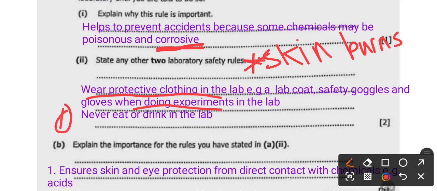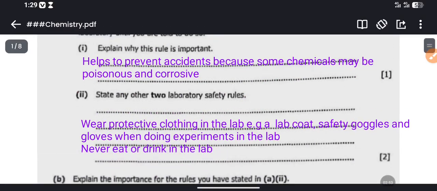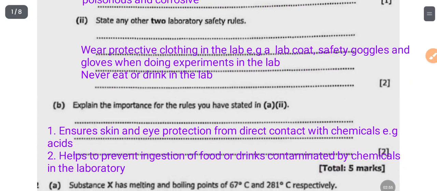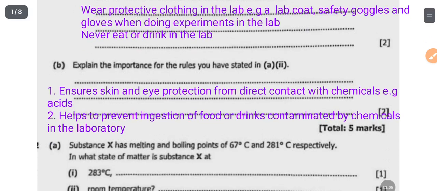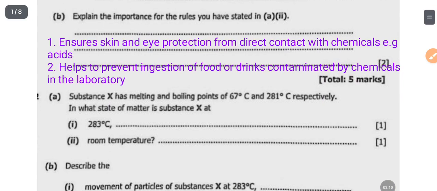Then for the second rule, which is never eat or drink in the lab, it is important because it helps to prevent ingestion of food or drinks contaminated by chemicals in the laboratory. Alright, let's now go to question 2.